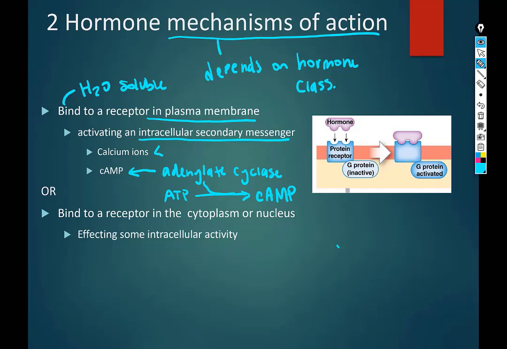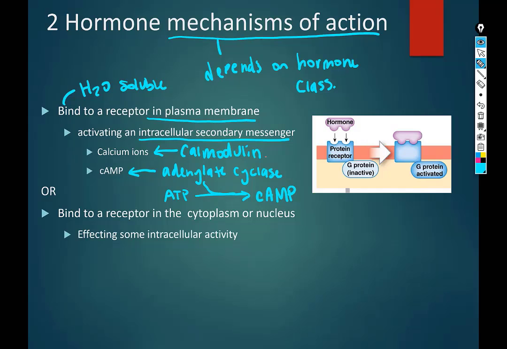And the other kind of second messenger is calcium ions, and those do a variety of things, including change permeability of membranes. They can function as a signaling molecule if they're complexed with calmodulin, all kinds of stuff.